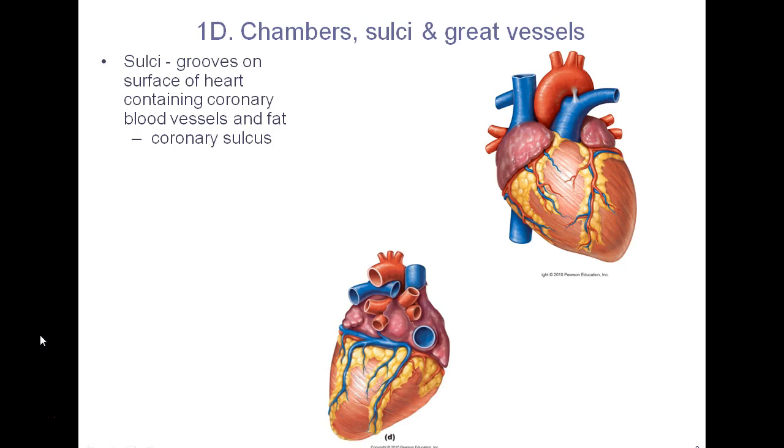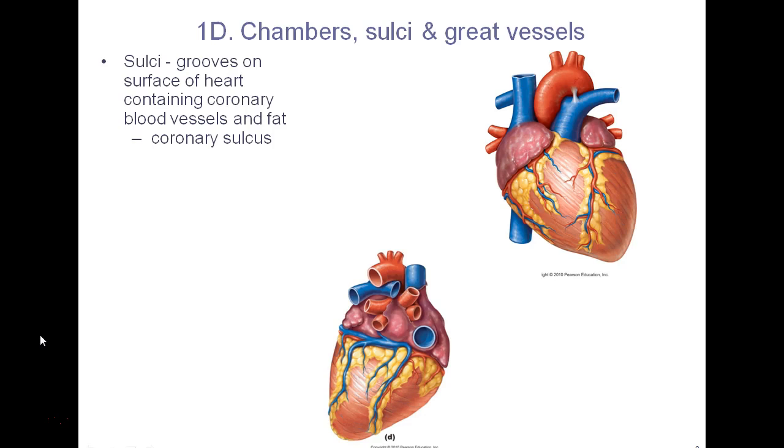The first major one is the coronary sulcus. We arrive at that through an anterior view of the surface of the heart. This coronary sulcus is going to externally separate the atria and the ventricles. And this sulcus then travels a sort of circumference around this heart.